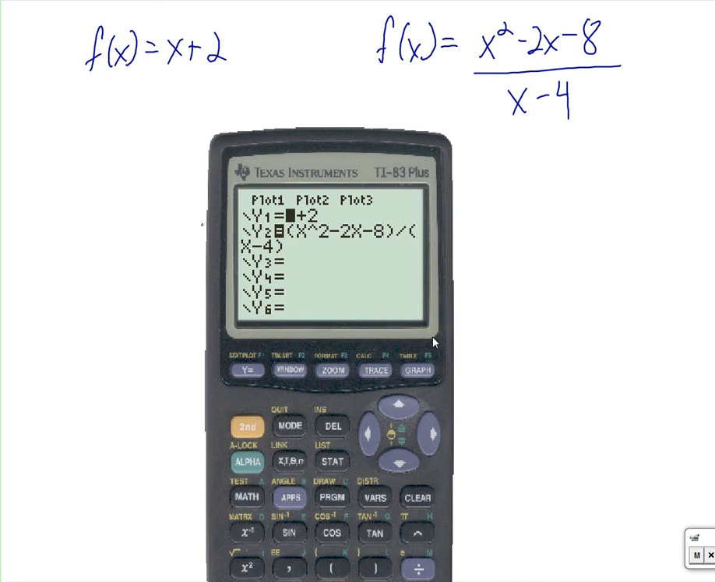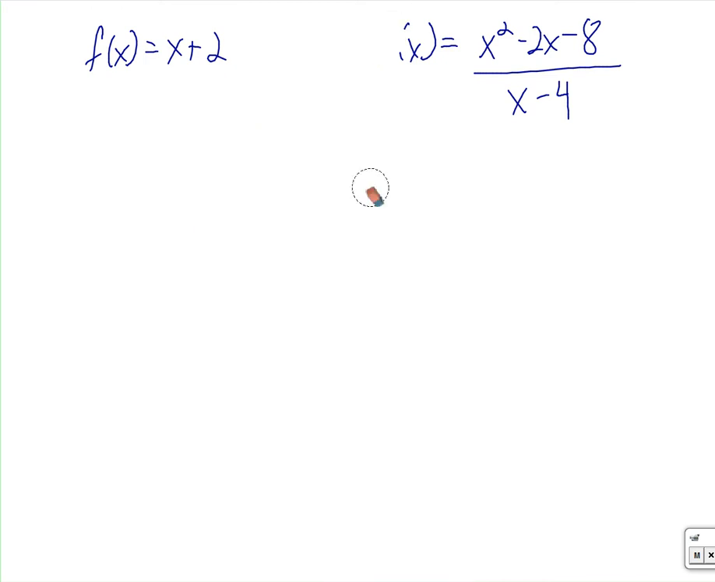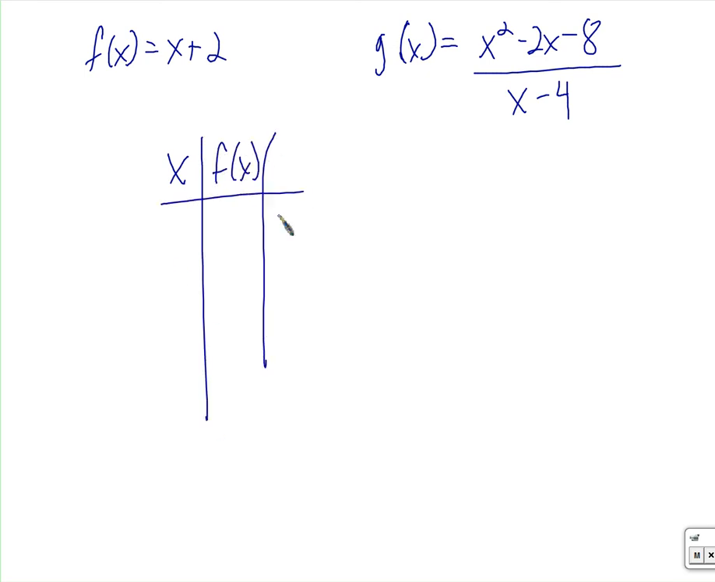Like a G and an F. And let's track some stuff like X, F of X, and G of X. Just put in 4. Here we got 6. Here we got undefined. And then we put in 3 just now. We got 5. We also got 5 here.